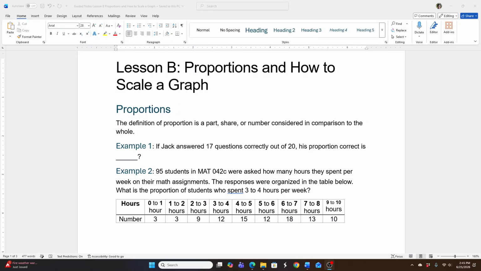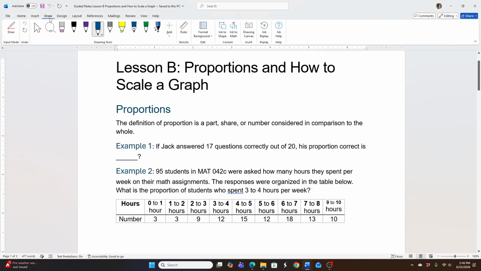In this video, we are going to be looking at guided notes for Lesson B, Proportions and How to Scale a Graph. Specifically here, we will be looking at proportions. So let's get started. The definition of proportion is a part, share, or number considered in comparison to the whole. We write this typically as a fraction.